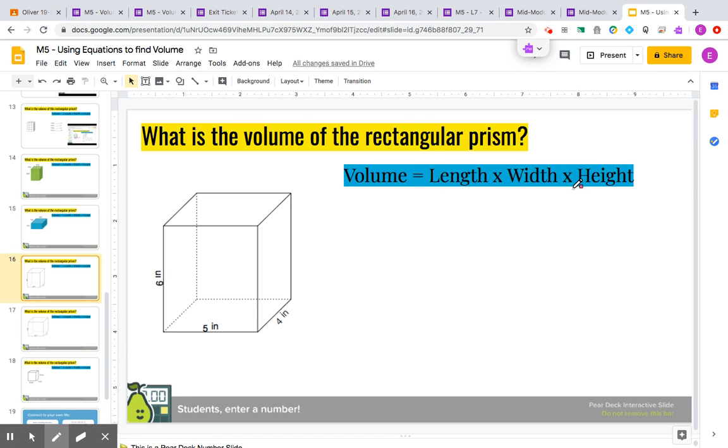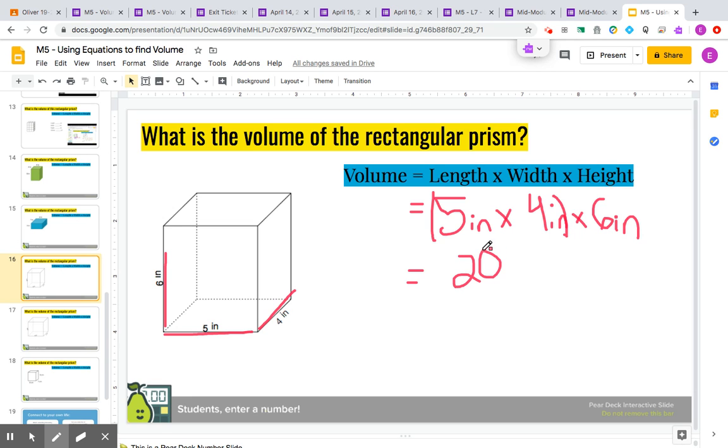Length times width times height again. I see I have 3 dimensions listed, so that is the equation I'm going to use. Okay, our length, how long it is in the front, 5 inches. My width, how far deep it goes, so 4. And my height, how tall it is, 6. I know 5 times 4 is 20, 20 inches squared.